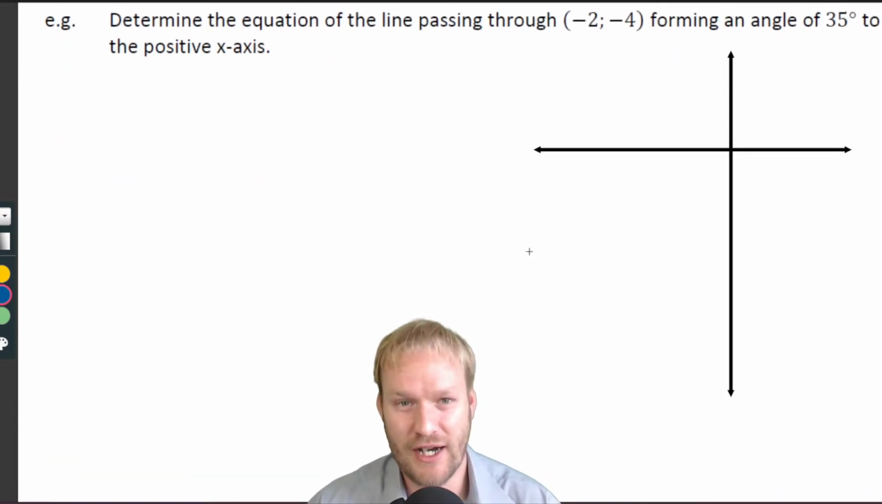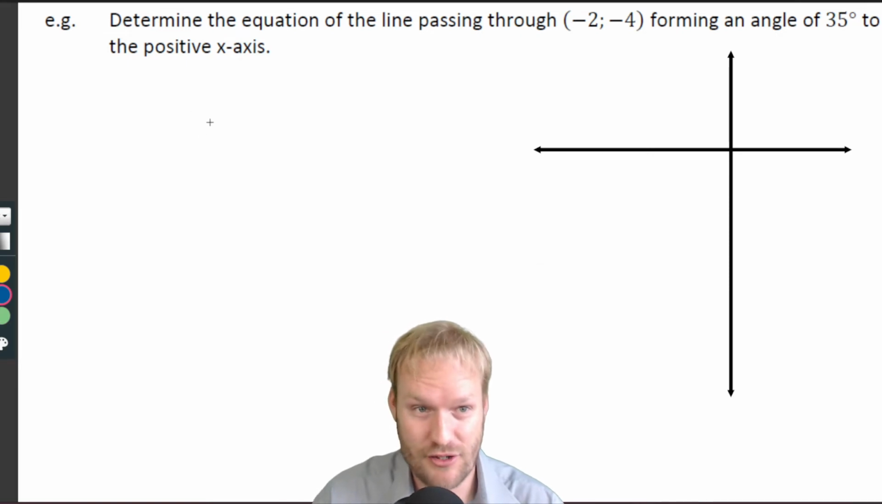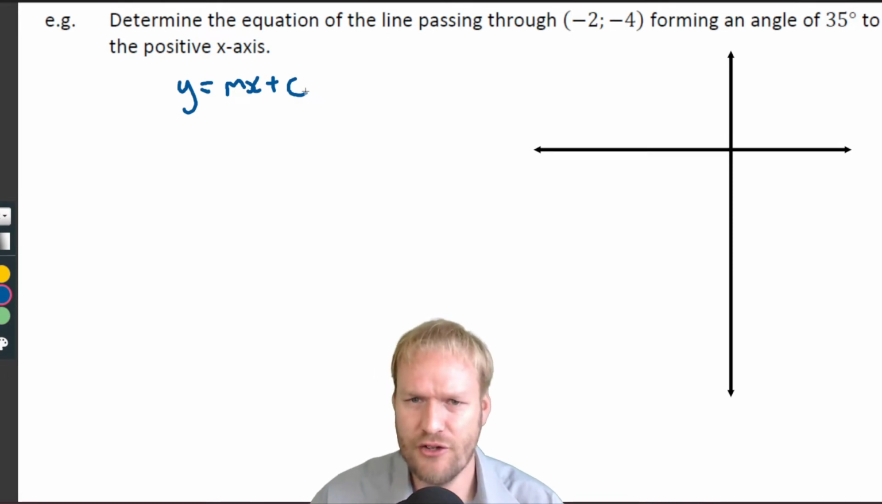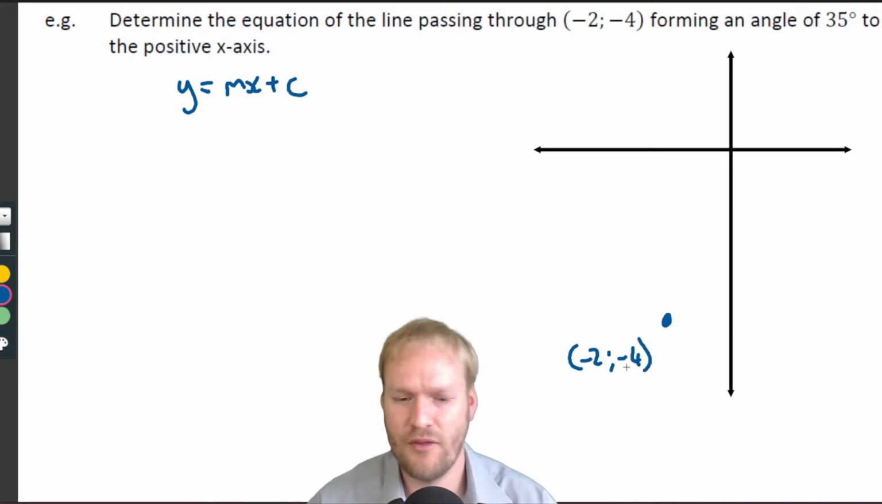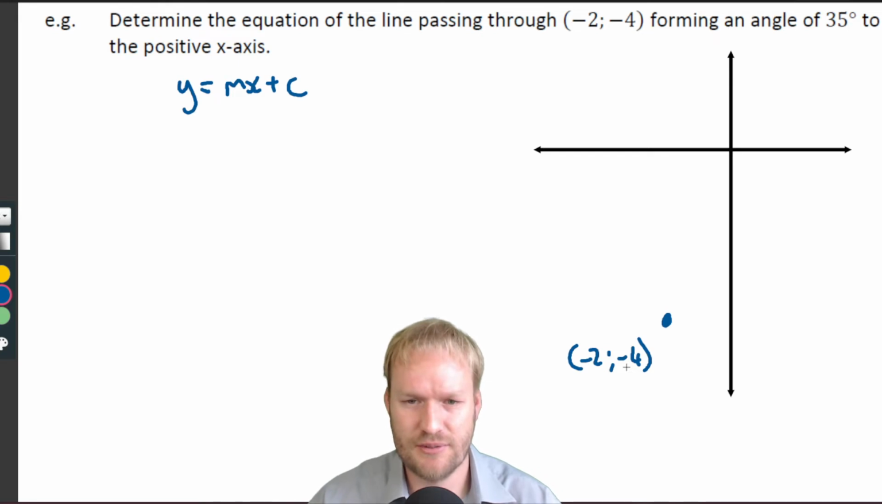Determine the equation of the line. Okay, so we're going to have to work out the equation of the line, which is something like y equals mx plus c. Passing through -2, -4, somewhere down here. Forming an angle of 35 degrees to the positive x-axis.